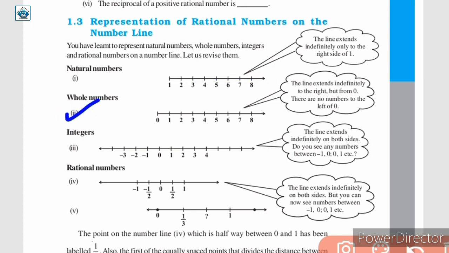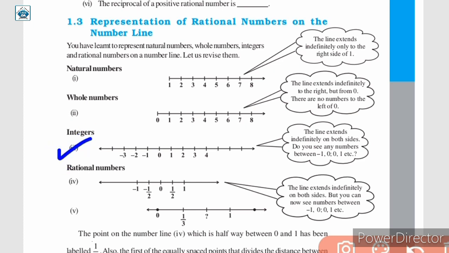Next we have whole numbers and the whole numbers begin with 0. Beginning from 0, the line extends indefinitely to the right, but from 0 we cannot extend it towards the left because whole numbers start from 0. There are no numbers to the left of 0.